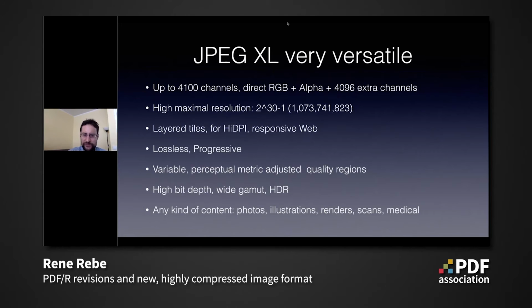It supports high bit depths nowadays with wide gamut and HDR, certainly interesting. And it also works very well for any kind of content, not only photographs. The old legacy JPEG only works very good for photographs. JPEG XL also works very well for illustrations, renders, which historically worked better with PNG, for example. And in a moment we will see why.